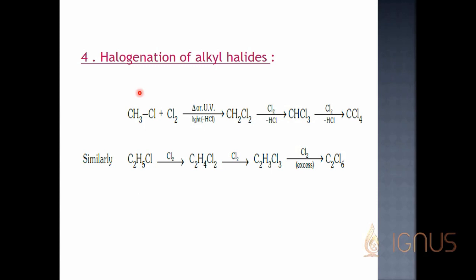Then the next reaction is halogenation of alkyl halides. Here the alkyl halide is made to react with chlorine in presence of UV light. You can see here there was one chlorine atom, now it is two chlorine atoms, then three and four. This is a continuous reaction because it will follow a free radical mechanism.